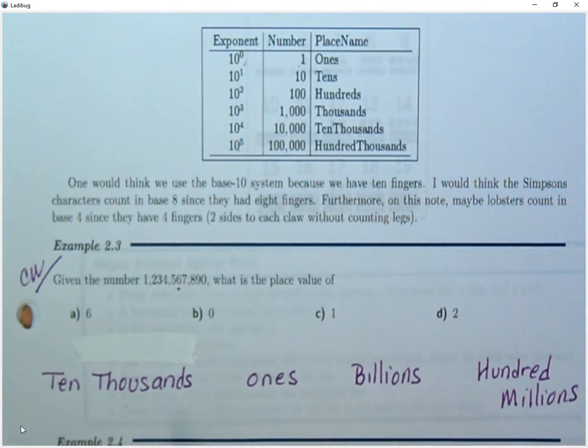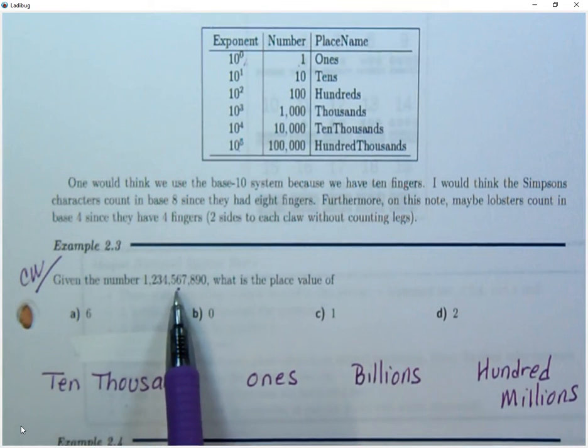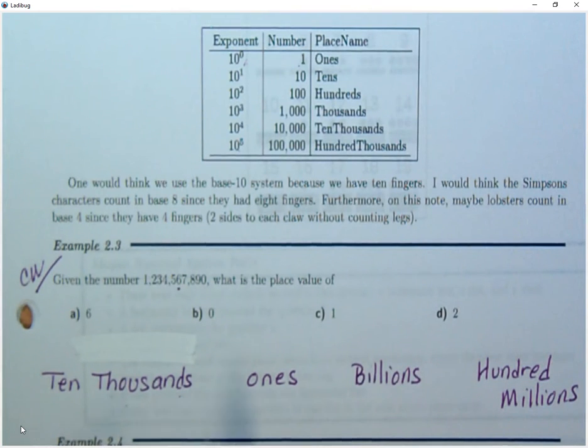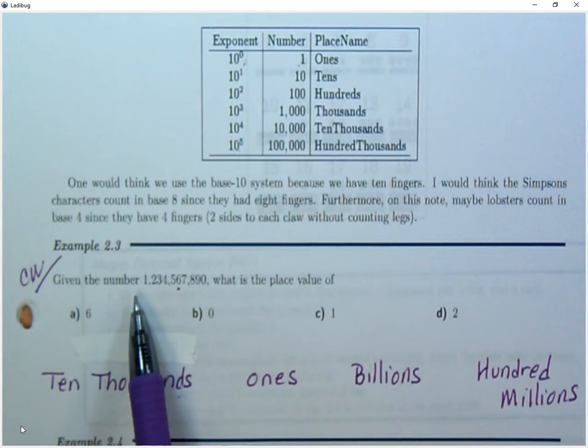So we have 6 would be in the 10,000s place. Make sure you write it with a D, not a TH, like as in decimals. 0 is in the ones place, 1 is in the billions, and 2 is in the 100 millions.